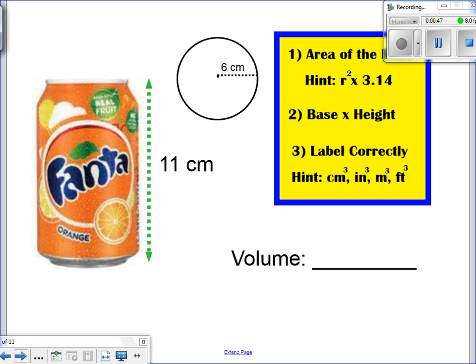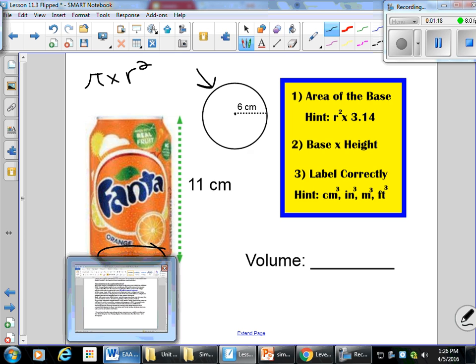Here's our first problem. We want to find the volume of that can. And take a look at the numbers here. They're not going to be completely accurate, but we're going to do our best. First of all, we have to find the area of the base, and I have that drawn right here. To find the area of the base, we're going to do pi times radius squared. My radius is 6, right? So pi times radius squared.